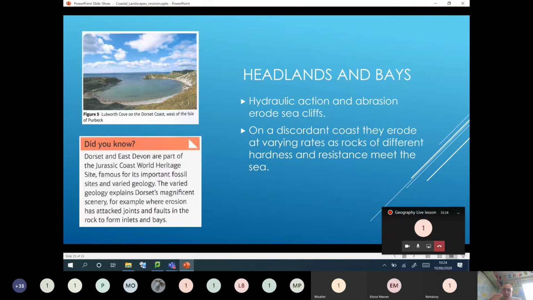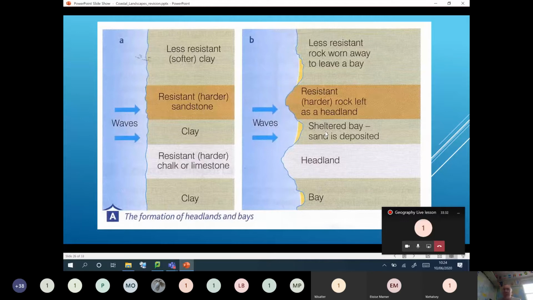So discordant coastline, the rocks are at right angles to the coastline, and of course that means we can get headlands and bays. So you've got a little space to draw a diagram. You can do a simplified version of this. You can write it out as sentences, however you'd like to do it.